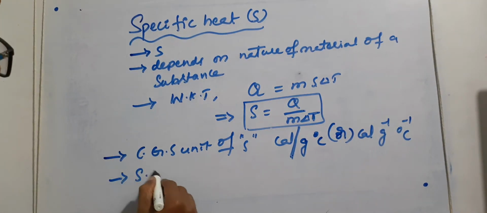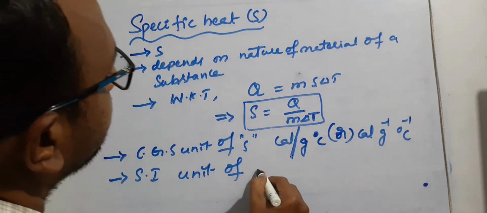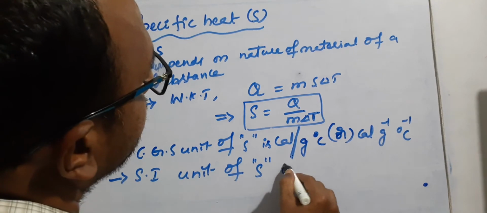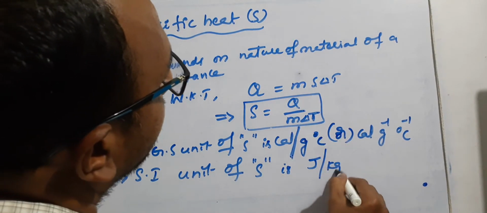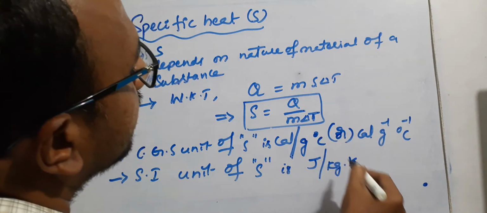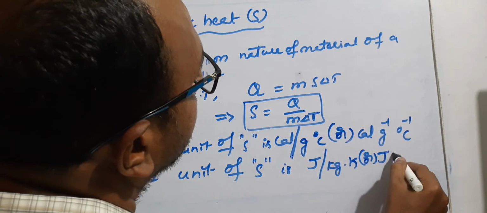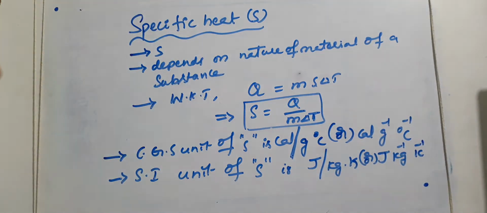And the SI unit for measuring specific heat: the unit of Q is joule, the unit of mass is kilogram, and the unit of delta T is Kelvin. It can be written as joule kg inverse Kelvin inverse.